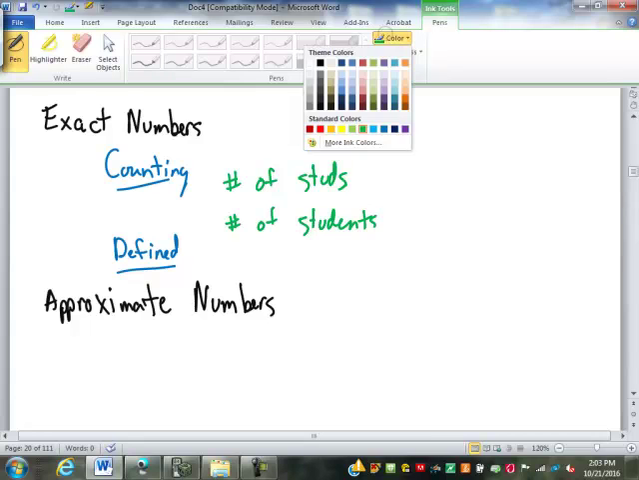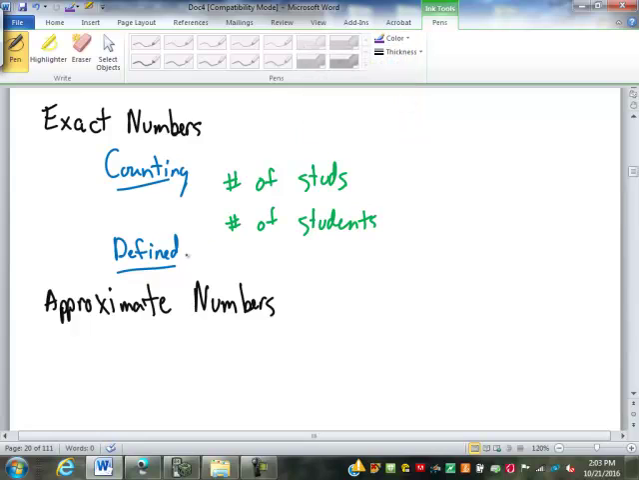A defined number, which we're going to use later on in this unit, would be like pi. That's used for your areas of circles and circumference of circles and stuff like that. There are other defined numbers like a natural constant and other constants. They may not be counting numbers, but they are defined.